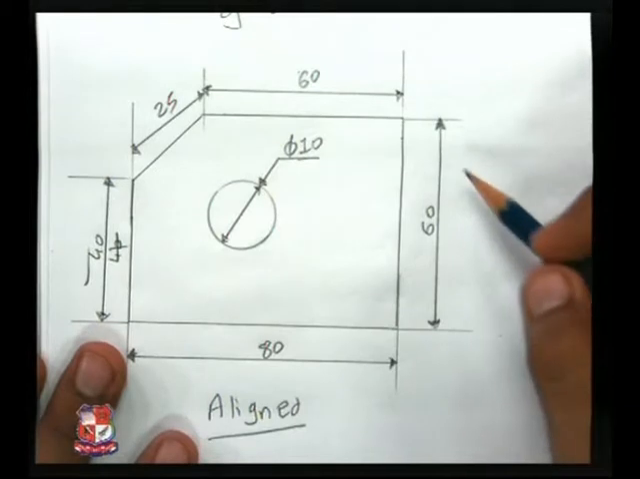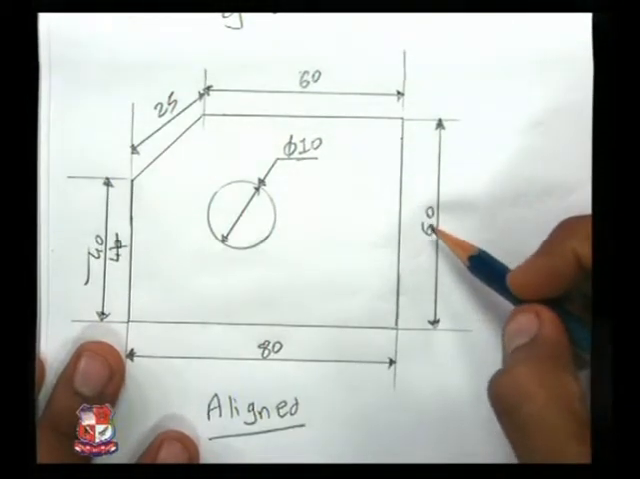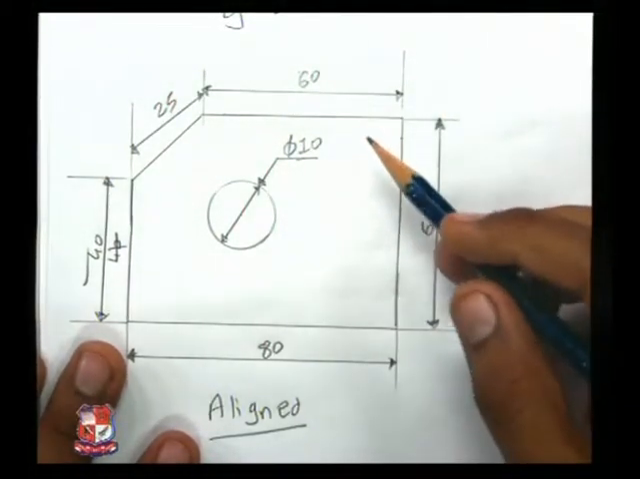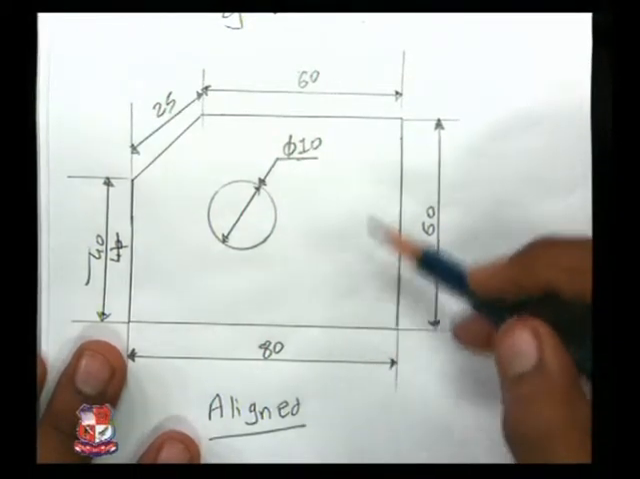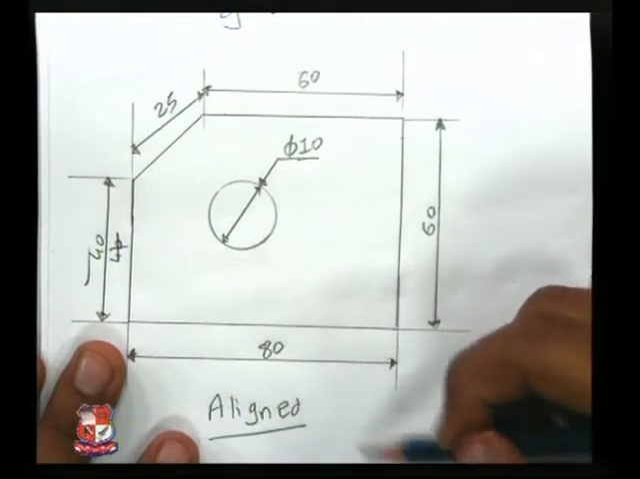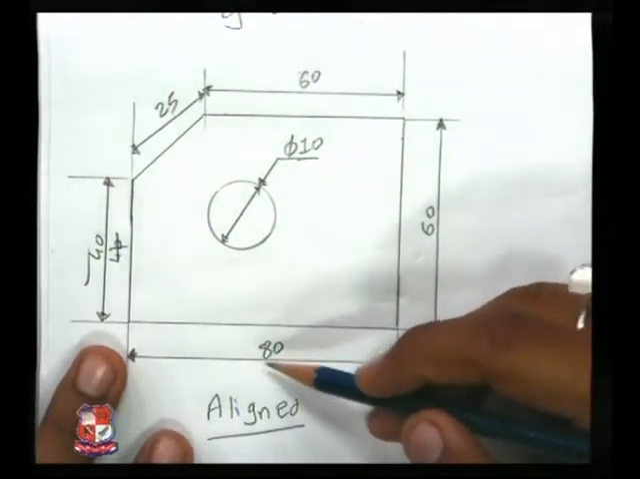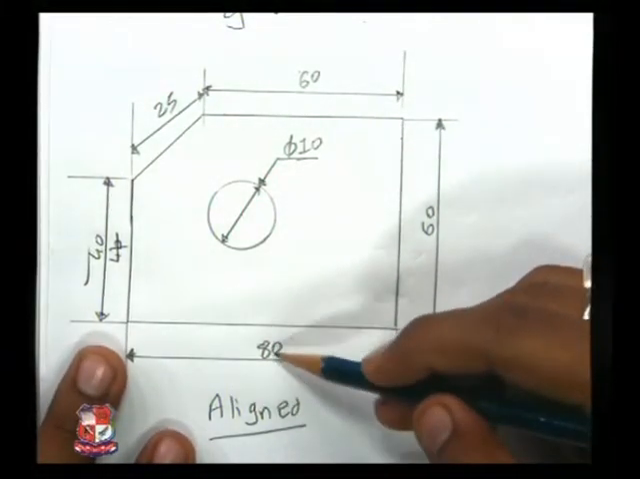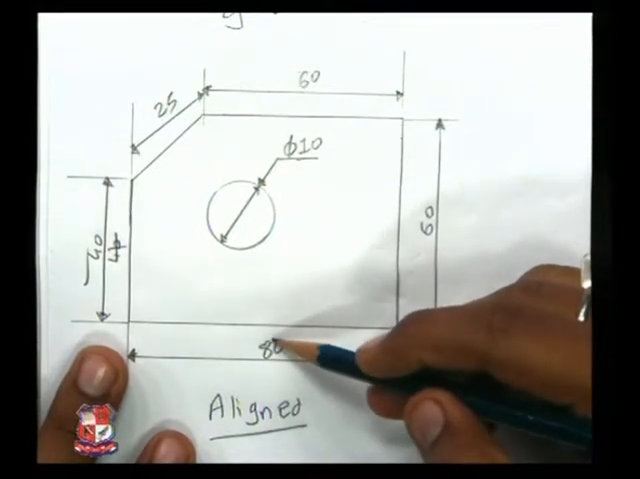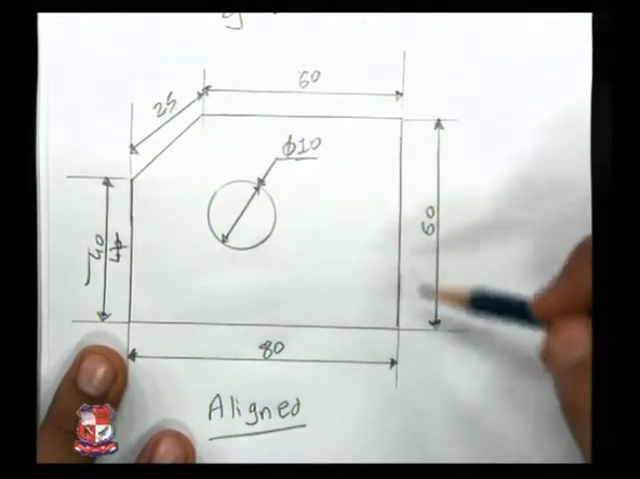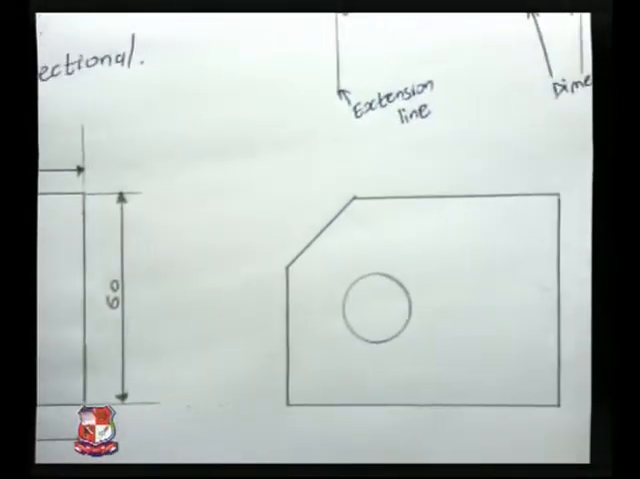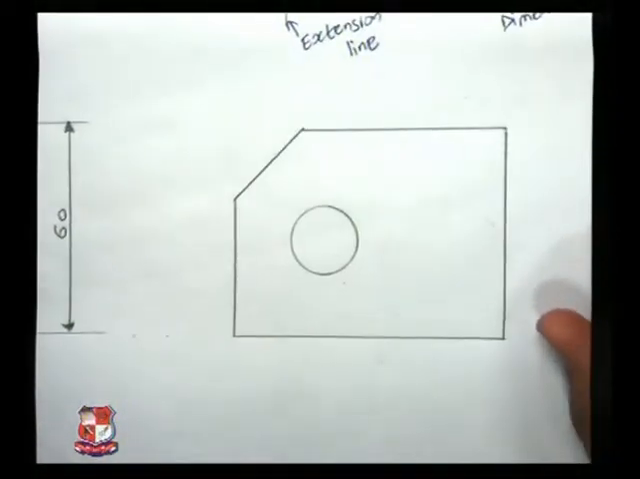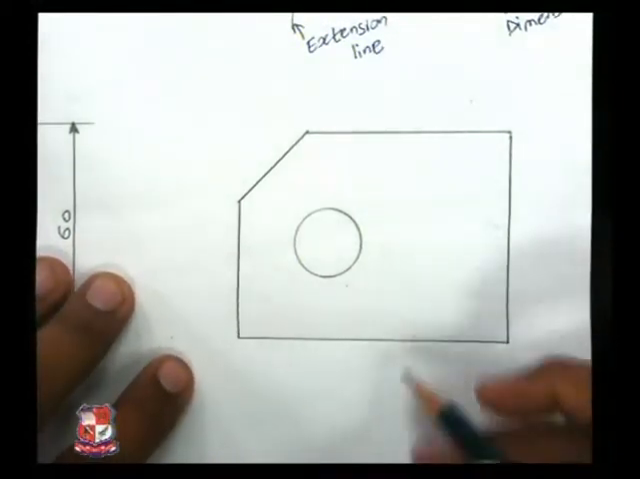This dimensioning is very much important in the drawing. If you have not given the dimension, or if you have given the wrong dimension, then your marks can be deducted. In the align method, the dimension is always above the dimension line, in the middle of the dimension line, and parallel to the line. Now let's look at the unidirectional.